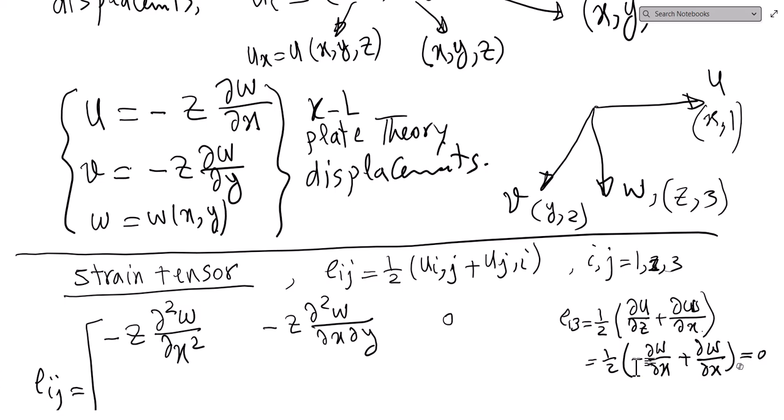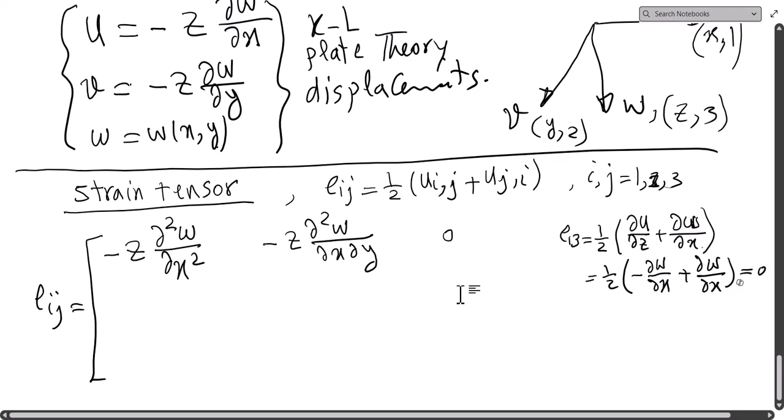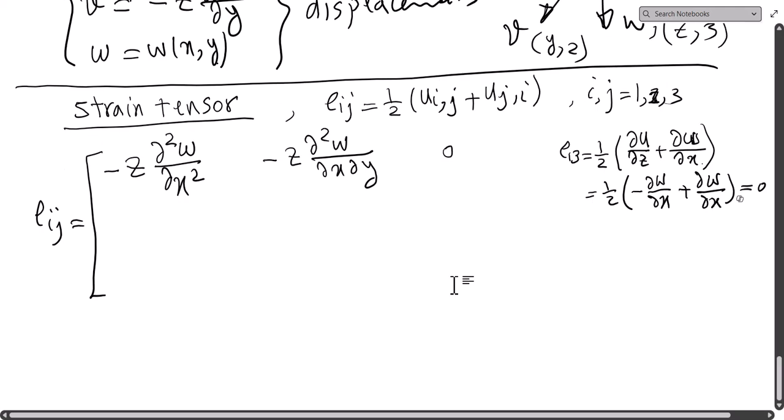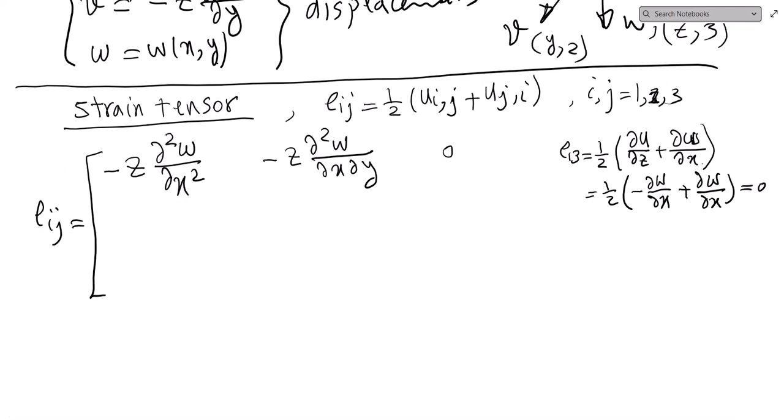I wrote it here. So 1, 3 here is du dz plus dw dx, so it is dw dx. But du dz is, from here, minus dw dx, and dw dx is dw dx, and this cancels out. This is the way to calculate these things. It is symmetric.